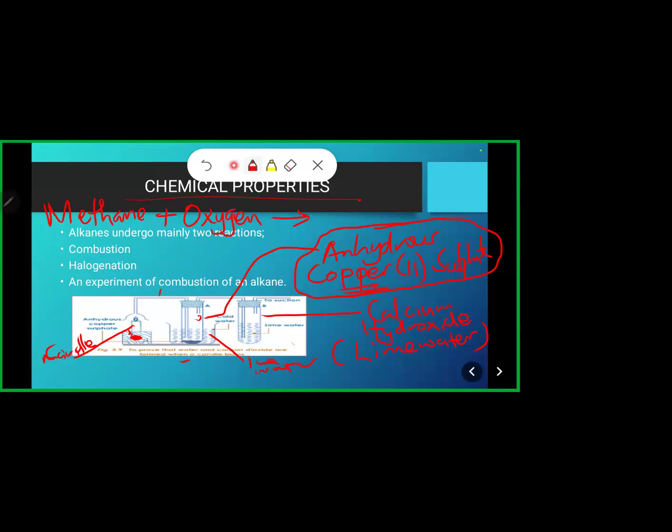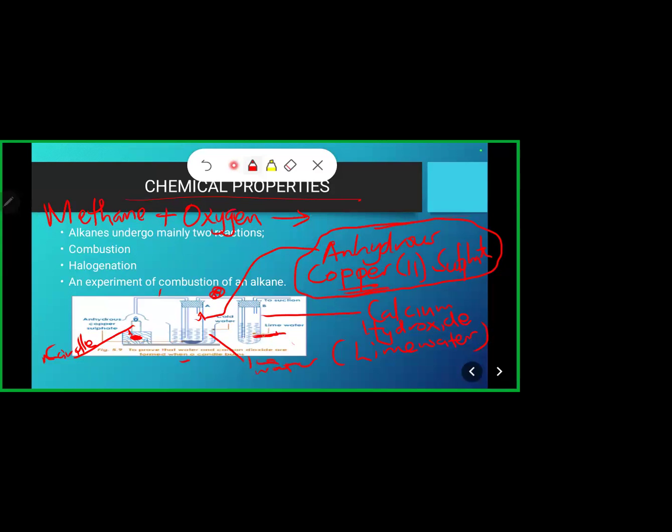That's why we have another delivery tube here, this delivery tube. So it is transferring the vapor of carbon dioxide into the next beaker, which has lime water or calcium hydroxide.